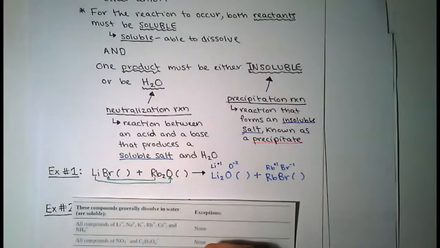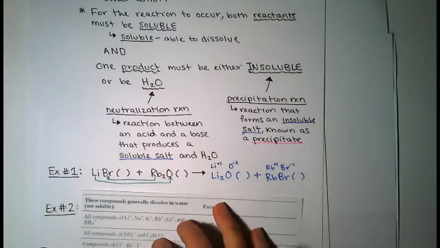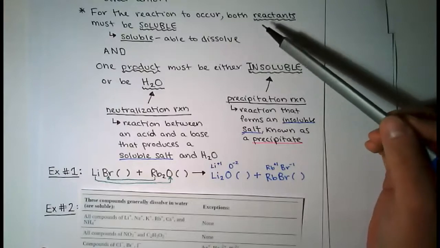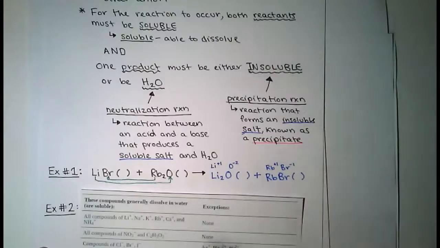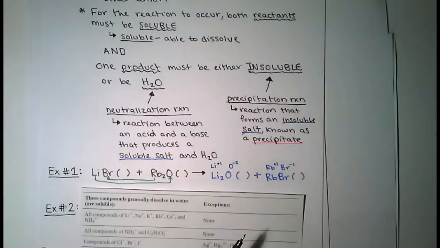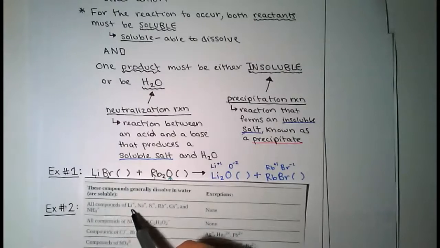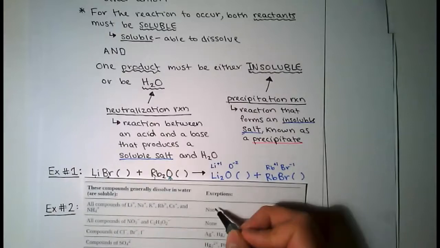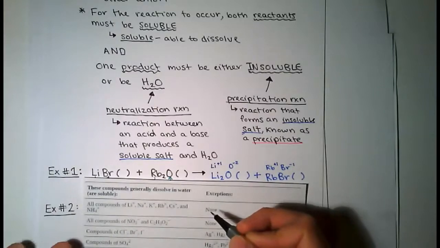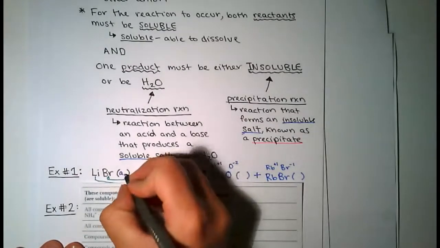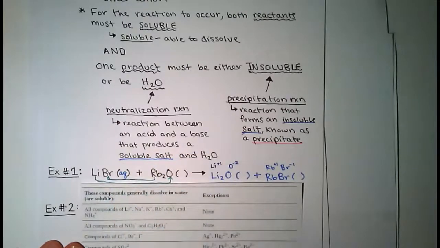Now that I've predicted my products, I need to determine whether or not this reaction will actually happen. So looking back up at our notes, it says for the reaction to occur, the first requirement is that both the reactants must be soluble. So I need to determine if lithium bromide is soluble. So I look at my solubility rules, and the first one on my sheet says all compounds of lithium, sodium, potassium, rubidium, cesium, and ammonium are soluble. And there are no exceptions to that rule. So lithium bromide is a compound of lithium. So I'm going to put aqueous, meaning that it can dissolve in water.